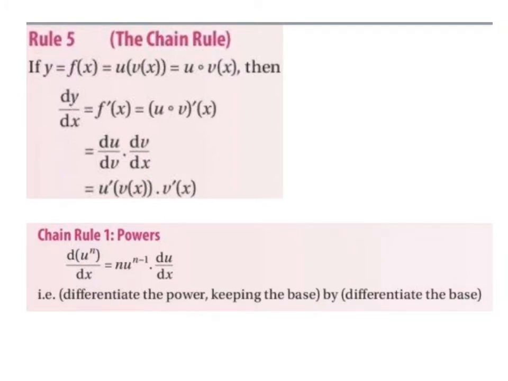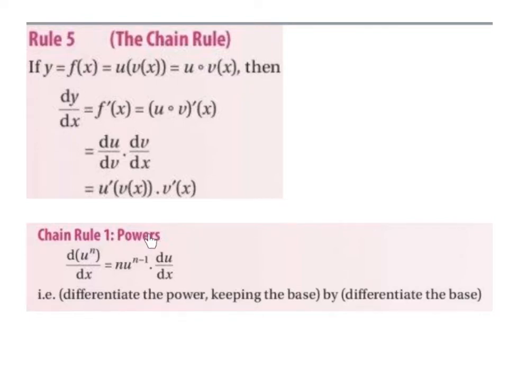Rule number 5, the chain rule. If y equals f of x equals u of v of x, equals u after v of x, then dy/dx equals f prime x, which equals u after v prime x, which equals du/dv multiplied by dv/dx, which equals u prime v of x multiplied by v prime x. A simpler way of explaining this is we differentiate the outside function and then we multiply it by the derivative of the inside function.